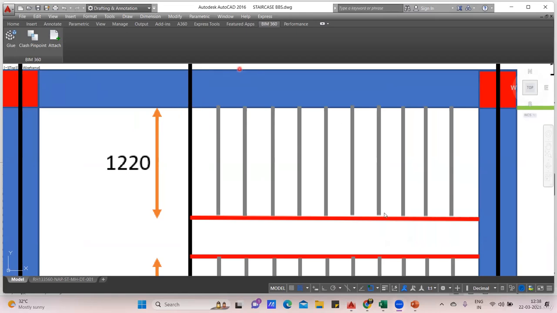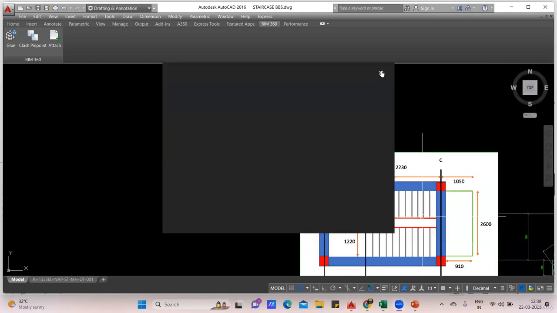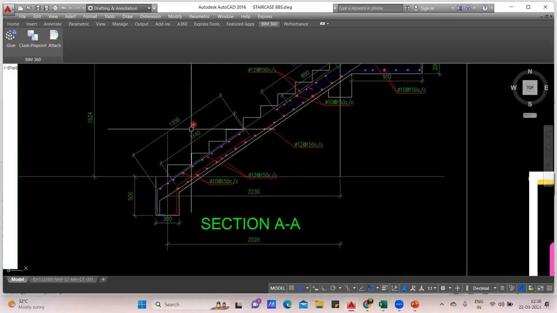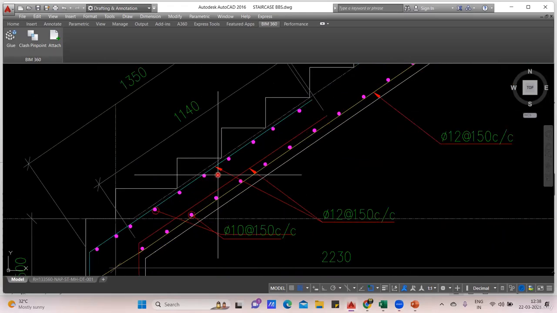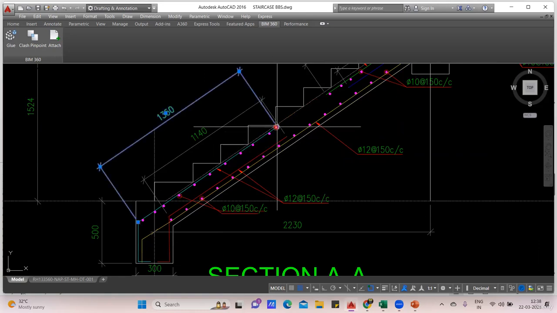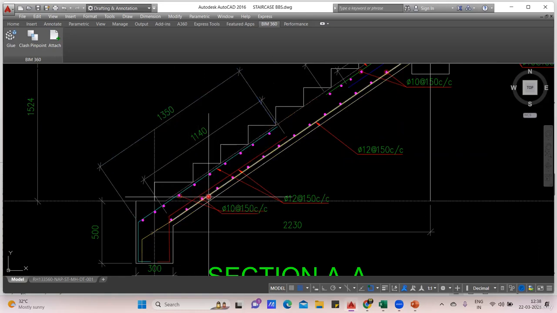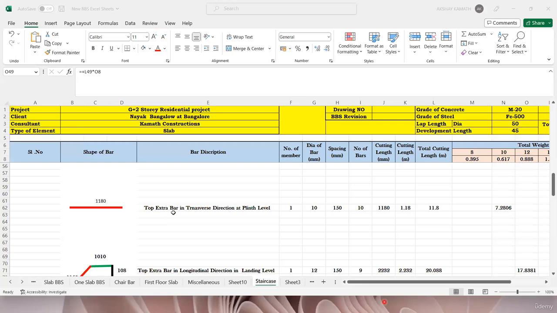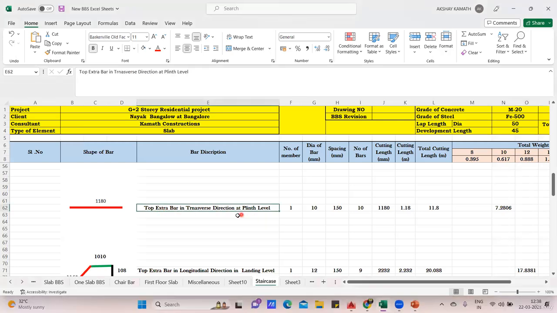To find the number of bar, again, it's very simple. Already we have found now. This inclined length is given to us, which is 1350. 1350, if I divide by the spacing, I'll get the number of bar. So what is this distribution still? It's a 10 diameter bar at 150 center to center spacing. So you write here, top extra bar in transverse direction at plinth level. Okay, what I've written? Top extra bar in the transverse direction, at the plinth level.